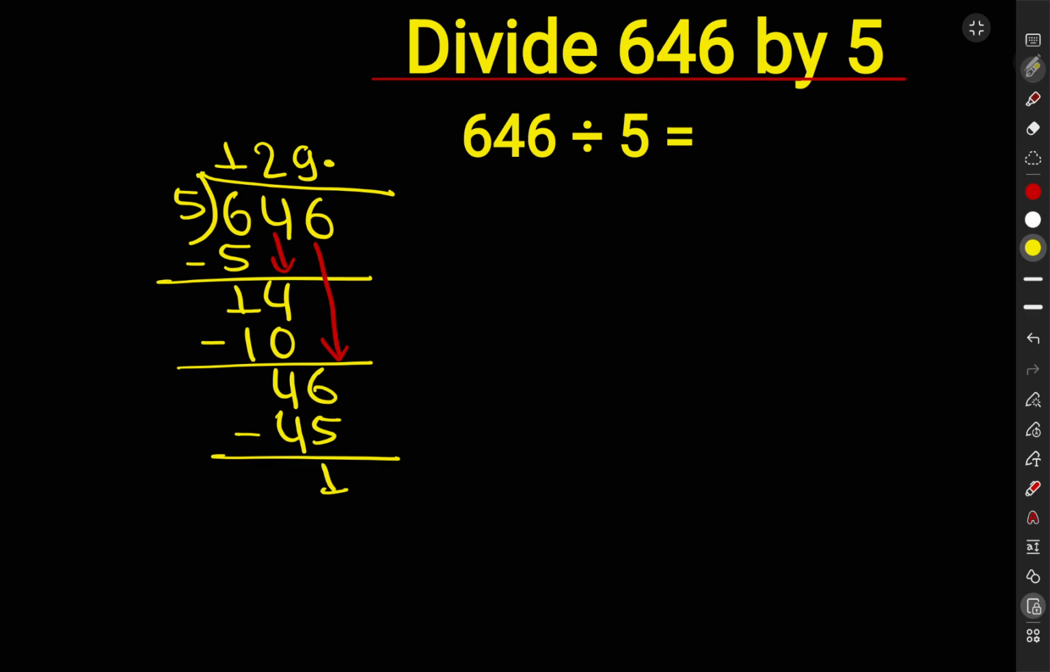So we take a decimal here, so that we put 0. So it is 10 and 5 times 2 is 10. On subtracting, we get 0. So 646 divided by 5 is 129.2.